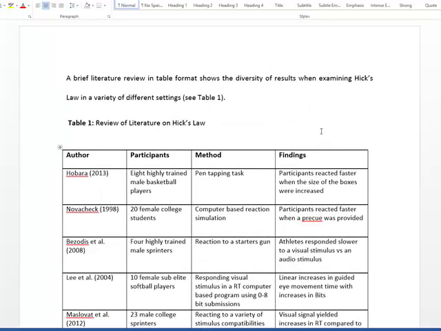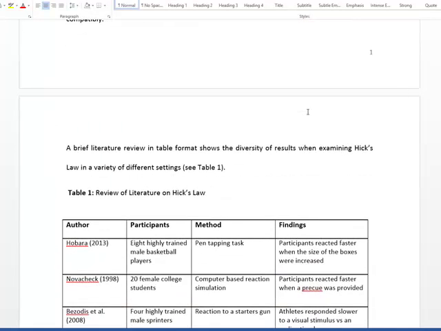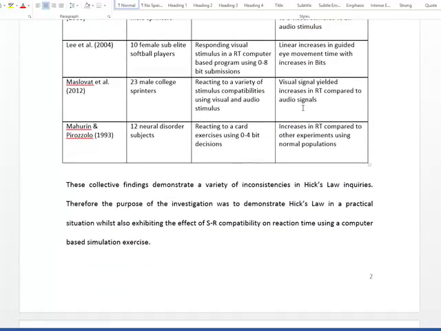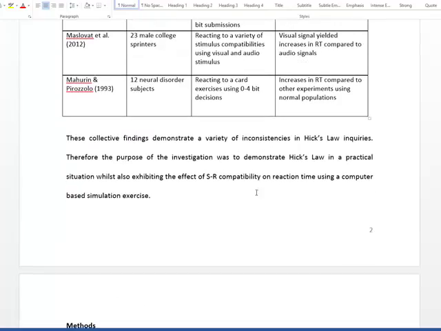So the final component of a pass mark, or in order to get a pass, is that you state the purpose of your report. It's generally in the last line. In this particular one, it says, "Therefore, the purpose of this investigation was to demonstrate Hick's law in a practical situation," and it goes on to say why. That statement, "therefore, the purpose," is a real key statement, and you need to have that in there to obtain a pass. Obviously there are different levels if you want higher marks, but as a bare minimum, you need the purpose of your report.